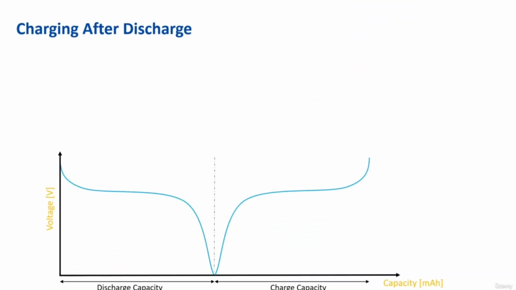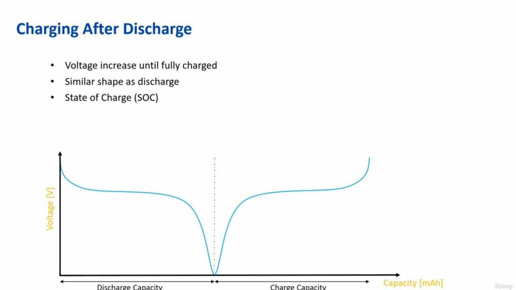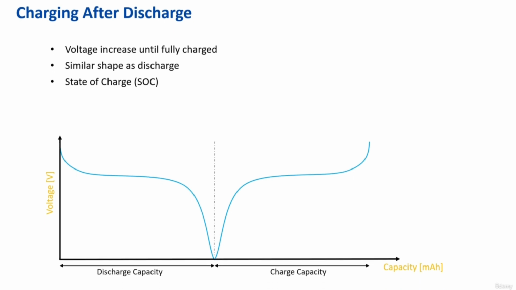When the battery is charged at constant and low current again, the voltage will increase, typically the same way it dropped during discharge. The voltage increases as it will get harder and harder to move the lithium ions back to the negative electrode, where they are less strongly bound compared to the positive electrode. To determine how much the battery is charged in percent, we can use the state of charge. 100% represents the fully charged state. In the same way, the state of discharge is defined.